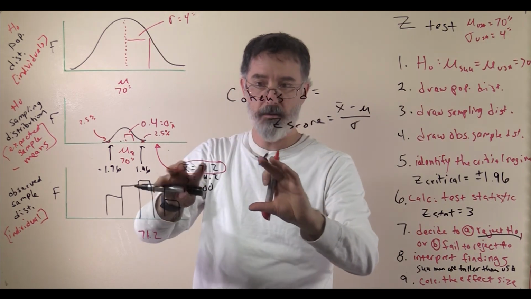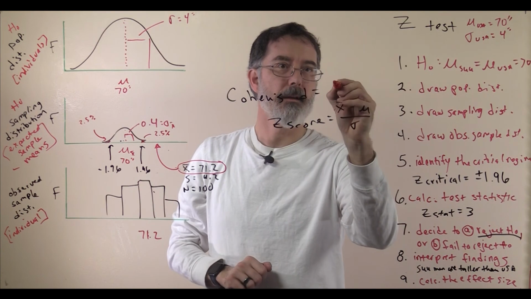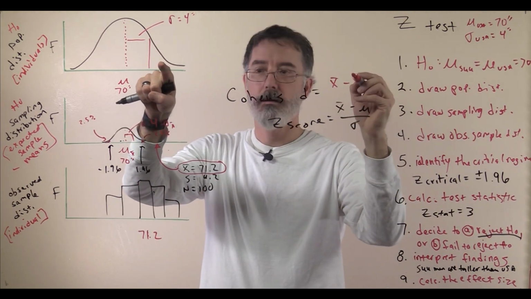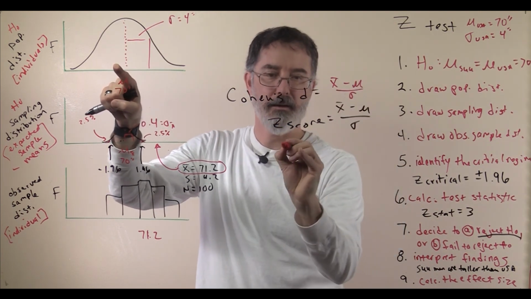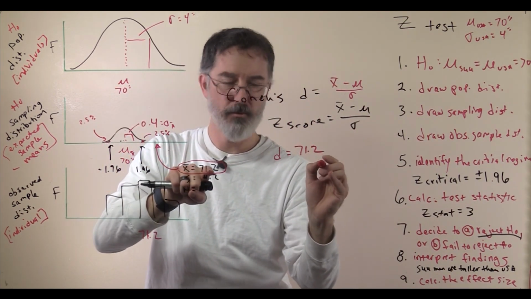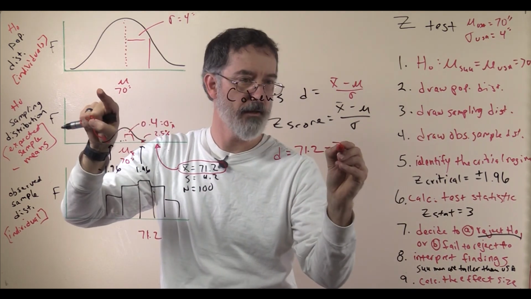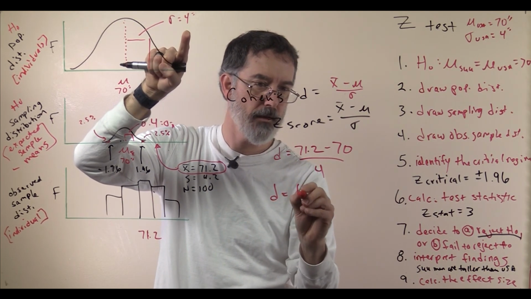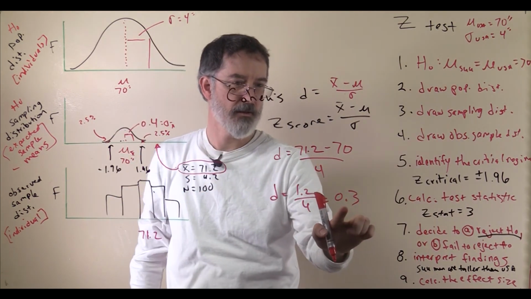So we can plug all these values in here. The formula for Cohen's D is the sample mean minus the population mean, divided by the standard deviation. So we can calculate D now. Cohen's D is 71.2 minus 70, divided by the population standard deviation of 4. That's 1.2 divided by 4. So Cohen's D in this case is 0.3.